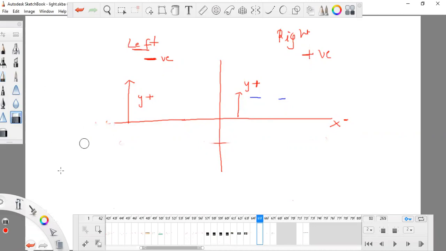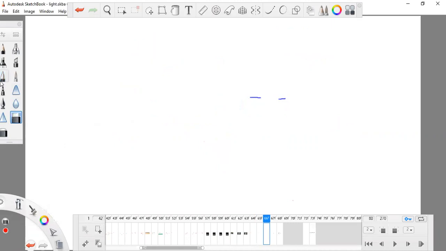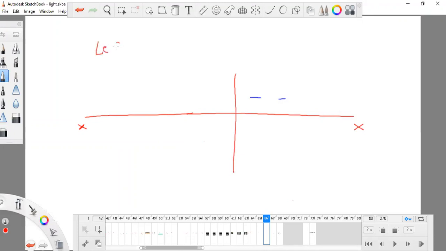Wait, let me draw something. Yeah, this is my x-axis. So this is the x-axis, and this is also the x-axis. This is my mirror. This is the left side and this is the right side.